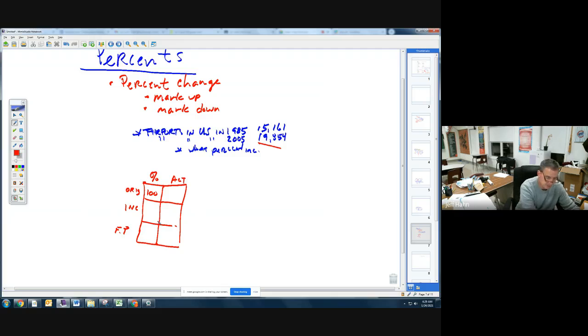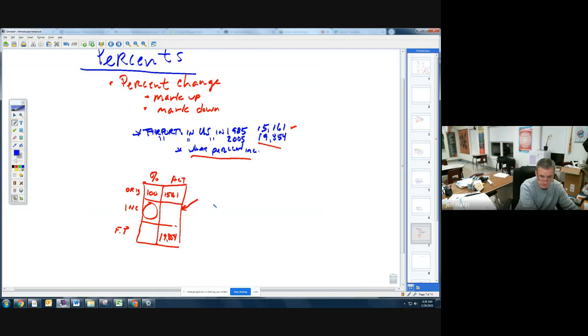Okay, so we've got 6 boxes here. We'll only need to deal with 4 of them, but 6 is what we have to start with. Sometimes we'll look for the final, sometimes we'll look for the increase, but here's what we know. We know originally in 1985, there were 15,161. And then finally, in 2005, there was 19,854. And the question they asked was what percent increase, and that is this box here. So we need to figure out this so that we can make a ratio.